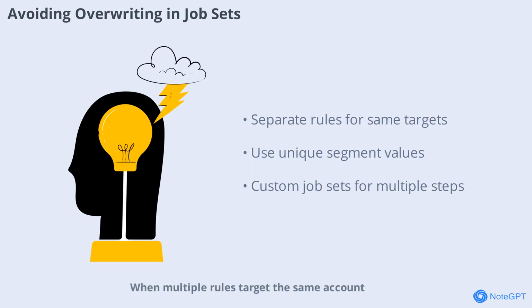When multiple rules target the same account, the Allocation Manager overwrites balances instead of adding them. To avoid this, create separate rules for each target and use unique segment values. Alternatively, create a custom job set with multiple steps, each handling a different target. This approach prevents duplicate assignments and ensures successful journal generation.